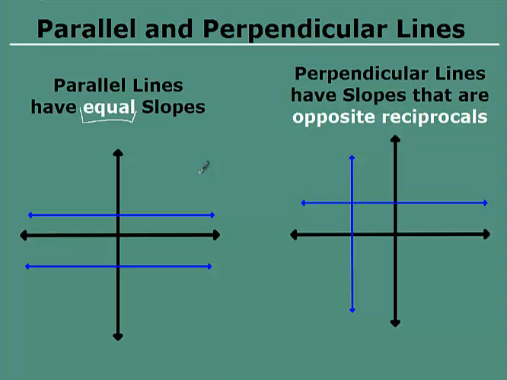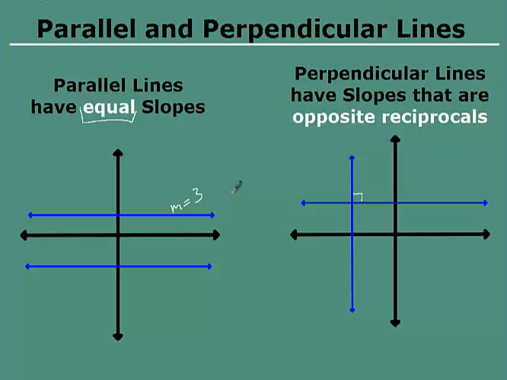Everybody okay with that? All right, and what do we know about perpendicular lines? What's special about perpendicular lines? They cross, and what do they make when they cross? They cross at a 90. They make a perfect 90-degree angle. So what creates that is that they have to have opposite reciprocal slopes.